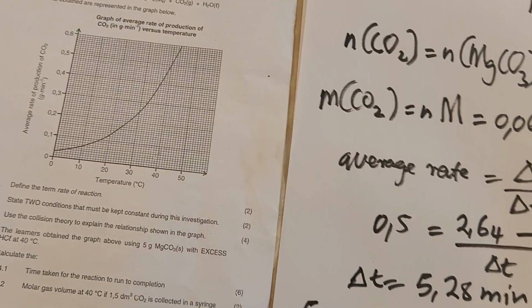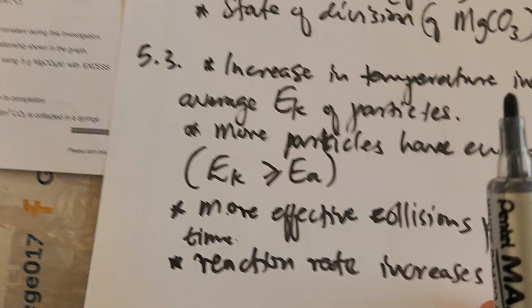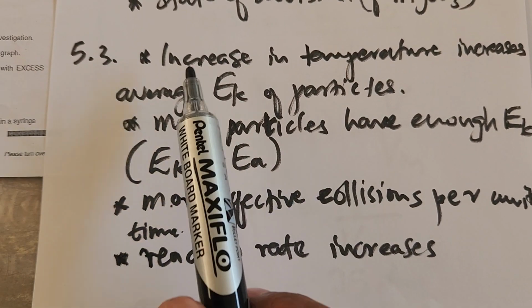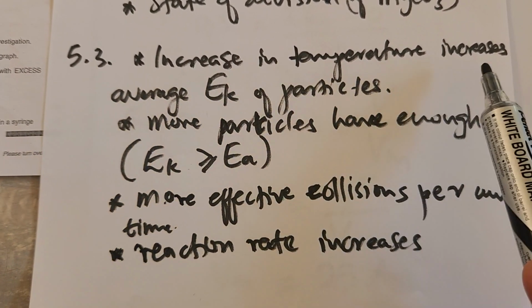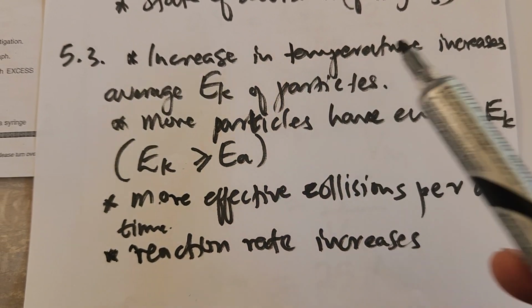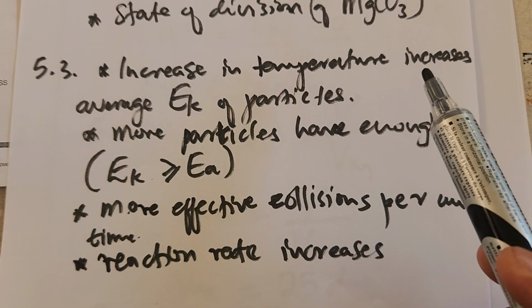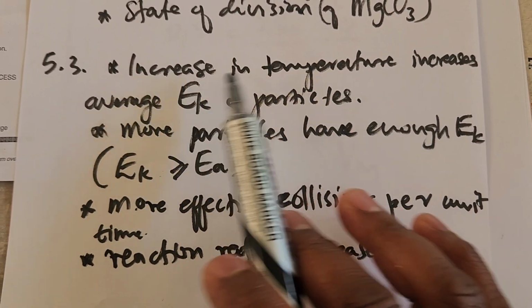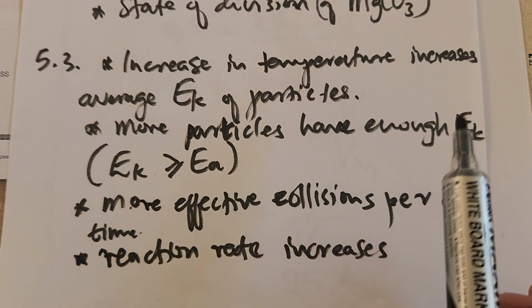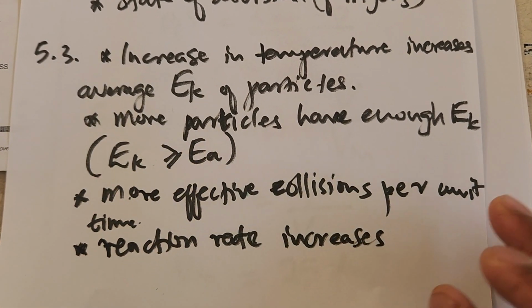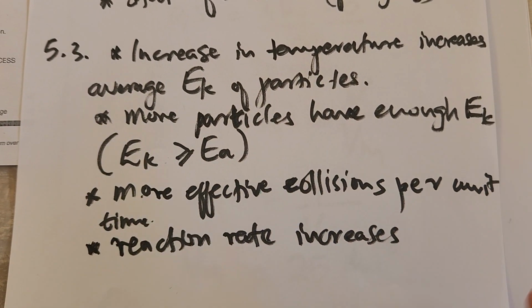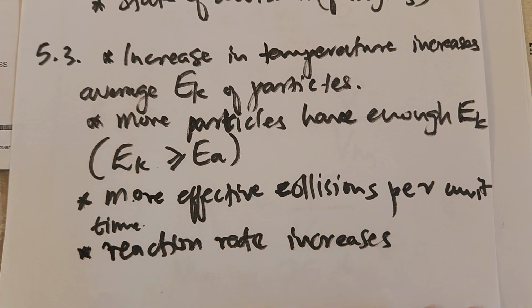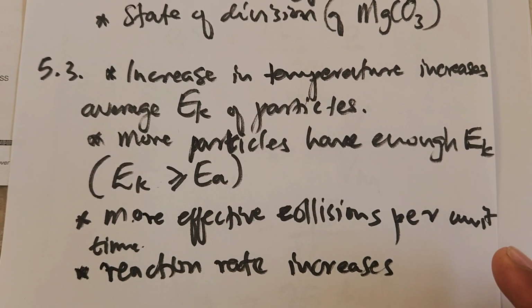I hope you also learned how to explain using collision theory in the case of temperature. Remember, temperature is defined as the average kinetic energy of the particles. Therefore, when the temperature is increased, the average kinetic energy of the particles increases. Therefore, more particles will have enough kinetic energy, there are more effective collisions per unit time, and the reaction rate increases.